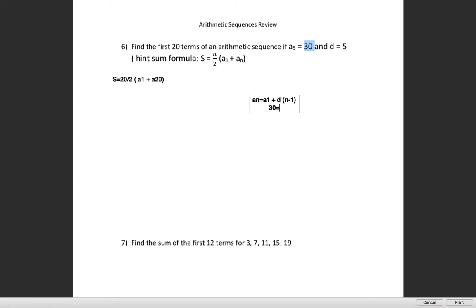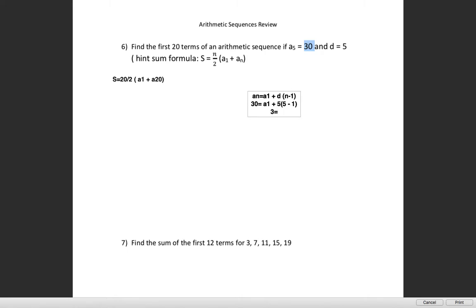So let's plug in the information we know. 30 equals a1. If you notice, we don't know a1, and that's why we want to find it here. Equals a1 plus our difference, which is 5, times n minus 1, and our n is 5 as well. Now, what can we do first here? We can't really add or subtract this over yet. The first thing you always do is brackets, so let's do our brackets first.